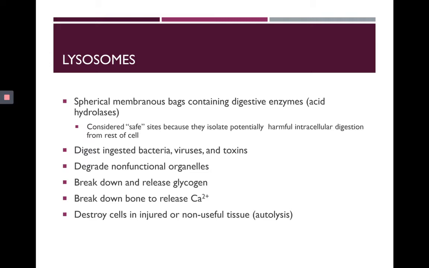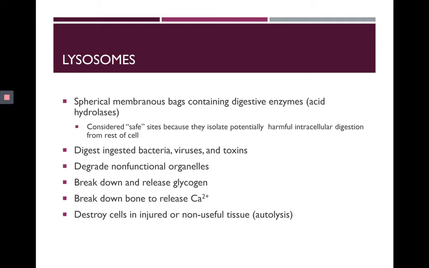So lysosomes and peroxisomes are spherical membranous bags, but lysosomes contain digestive enzymes, usually acid hydrolases, and so they would take in substances, usually fuse with a vesicle and create a phagosome in order to digest either ingested bacteria, proteins, viruses, toxins. If something's going wrong with an organelle, it can ingest part of that and degrade it because it's non-functional. It also breaks down and releases glycogen in the liver and skeletal muscle, and even breaks down bone to release calcium and phosphate. It also functions in cell autolysis.